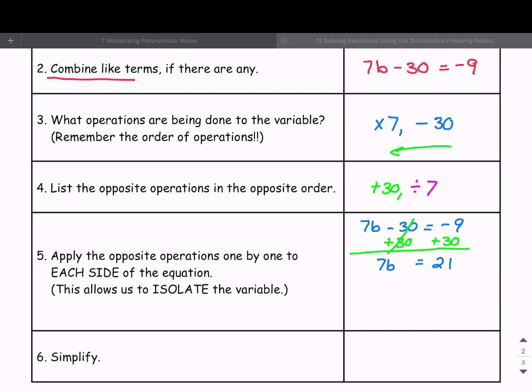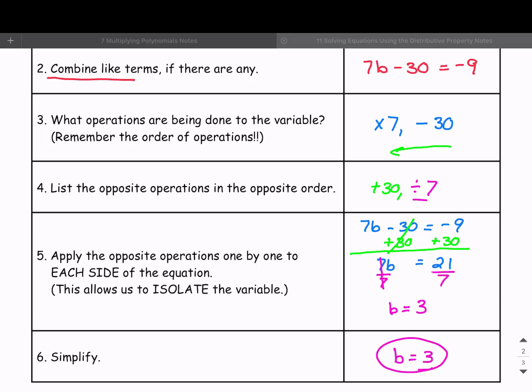Now the next thing we're supposed to do, after we add 30, is divide by 7. So we divide both sides by 7. And the 7b divided by 7, the 7's cancel out, and we have b. Then we have 21 divided by 7 is 3. So our final answer is b equals 3.